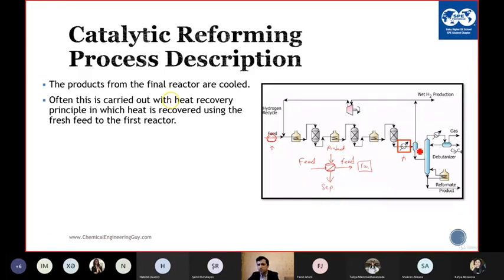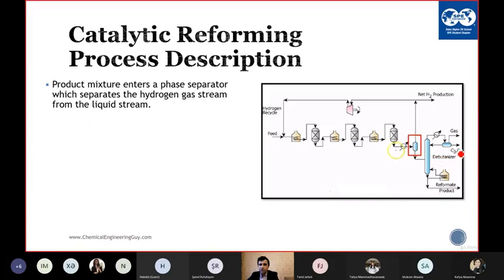Here you have the separator. You separate the gases from the product, and the gases, mainly hydrogen, are sent to the compressor and back to the feed, or to other units such as the hydrotreating units. And your product is sent to, it's not the butanizer, yeah, I will call it the stabilizer, where you stabilize the reformate having the 95-100 research octane number, and then you separate the gases C3 and C4.